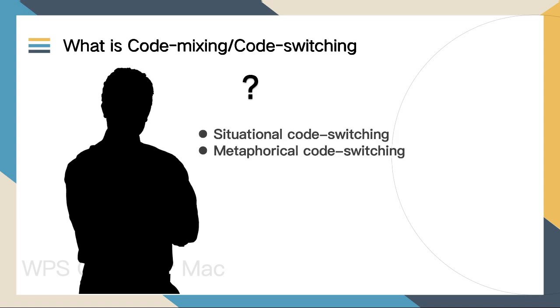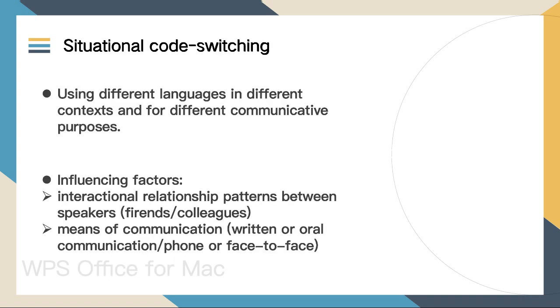Here we will focus on two main types. The first type is situational code switching, and the second type is metaphorical code switching. What is situational code switching? Using different languages in different contexts and for different communicative purposes.